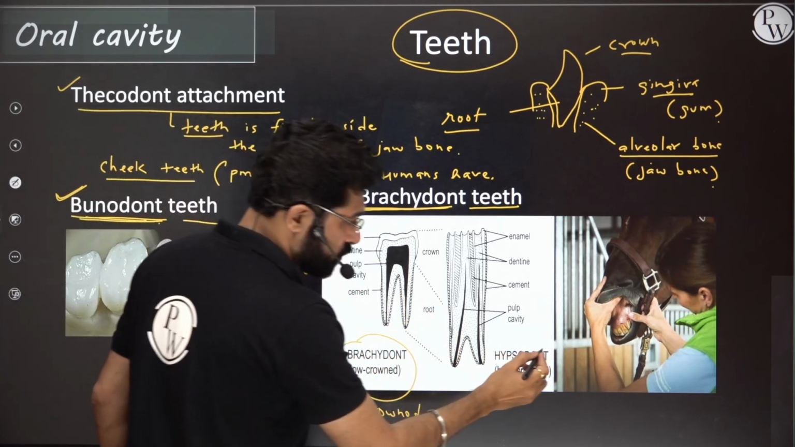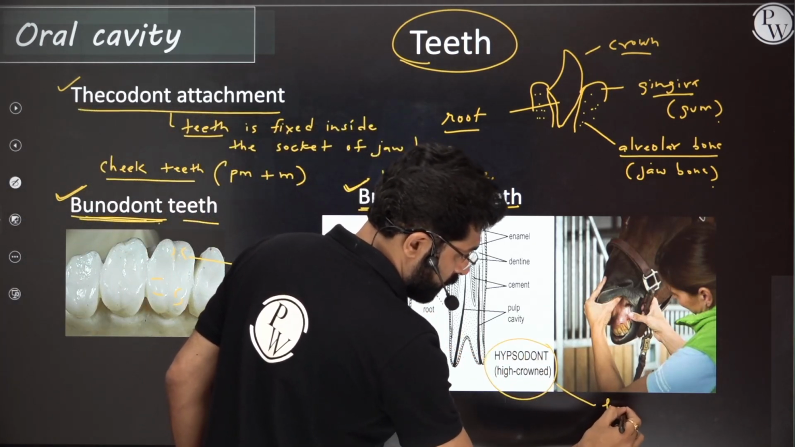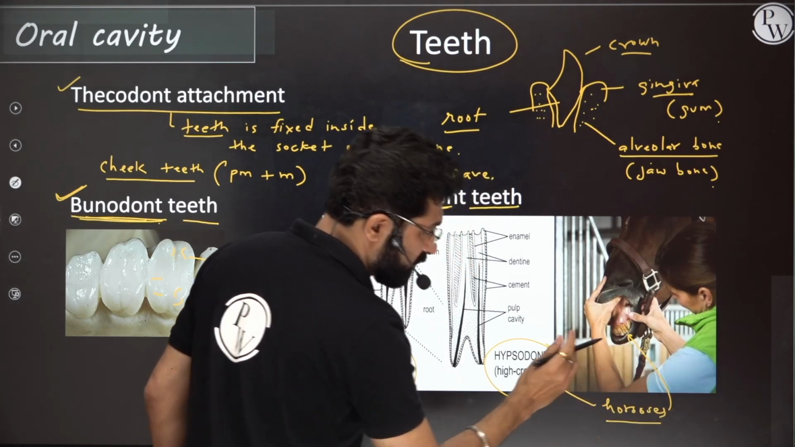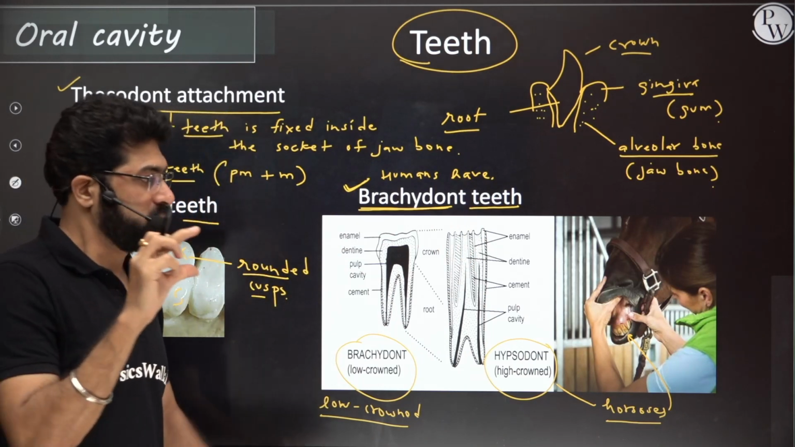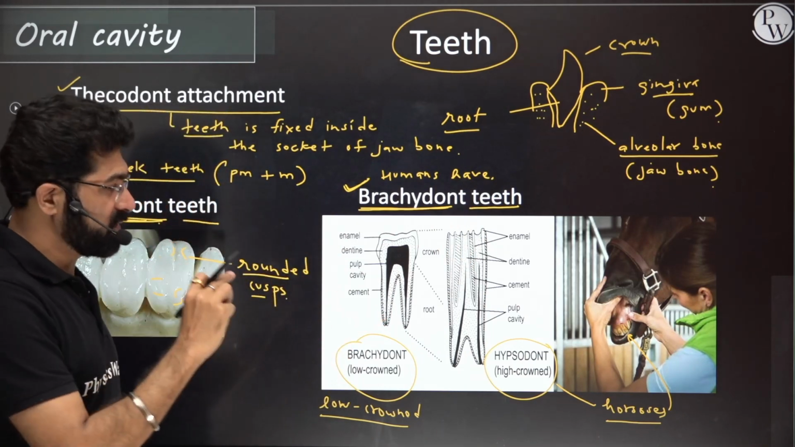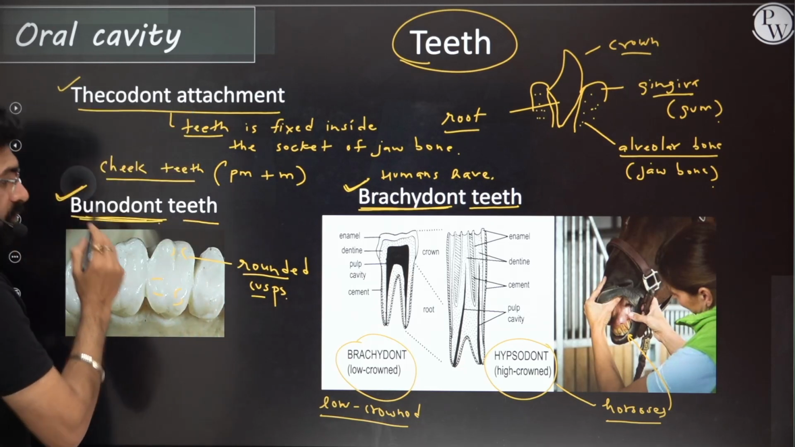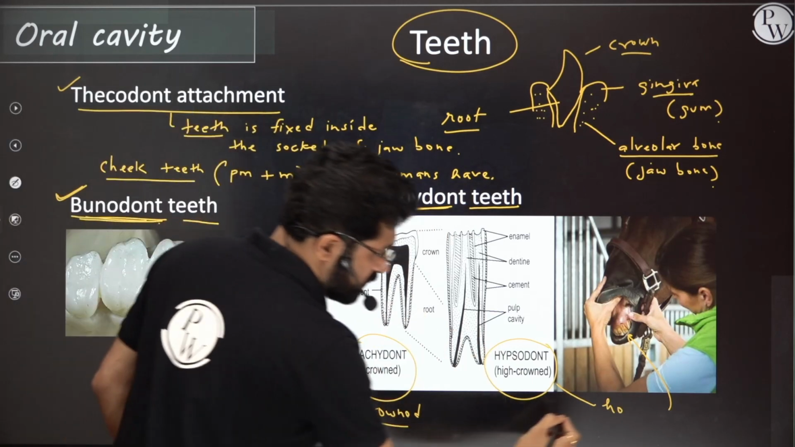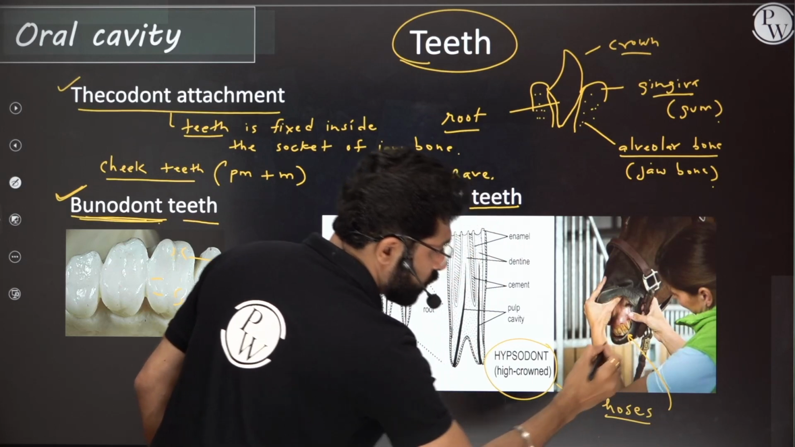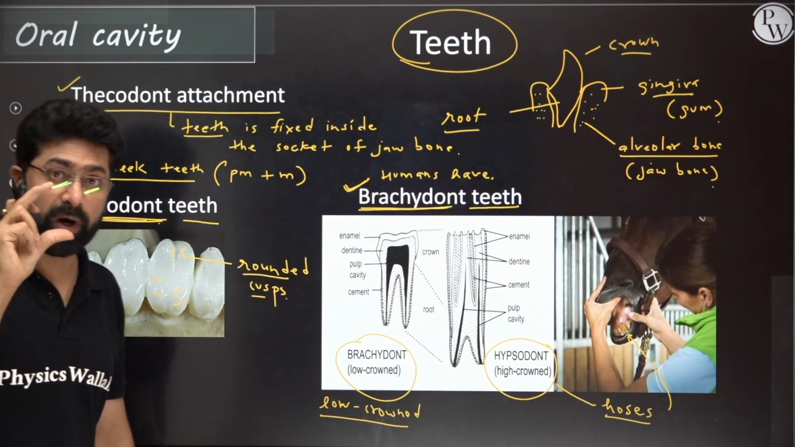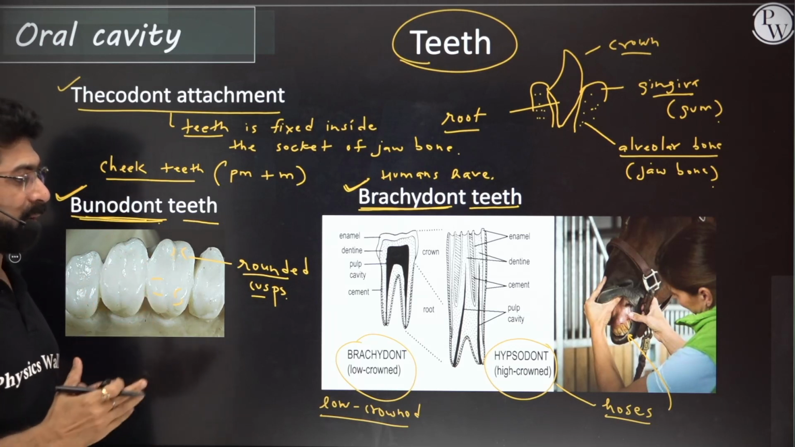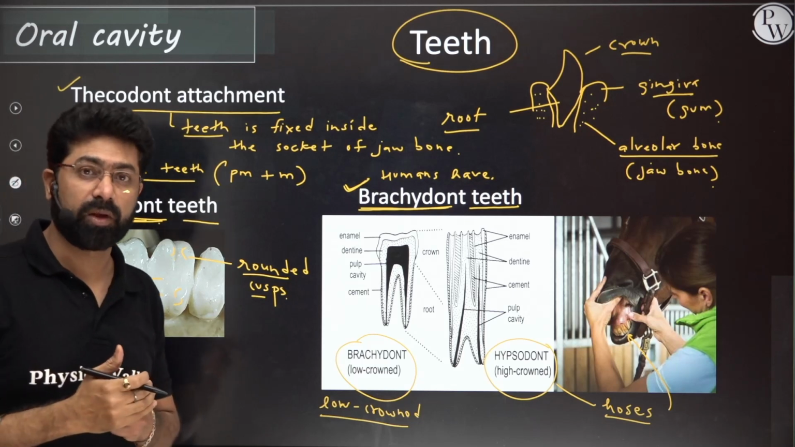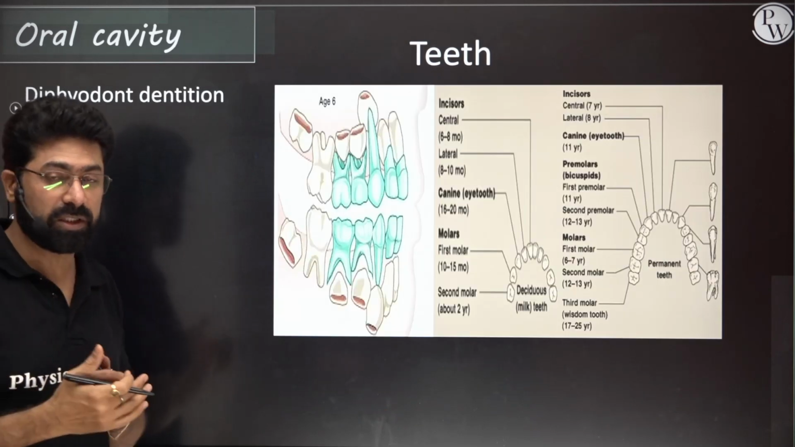But in the case of, suppose, horses, which have hypsodont teeth, you can see the crown is quite enlarged. So when the crown size is quite enlarged, it is called hypsodont teeth. Maybe I have written the spelling wrong here. So hypsodont teeth are found in what? Horses. So horses have hypsodont teeth. Their crown size is quite enlarged. So please remember this. It's not given in NCERT, but maybe sometimes they may ask. There are some questions they have asked previously also.